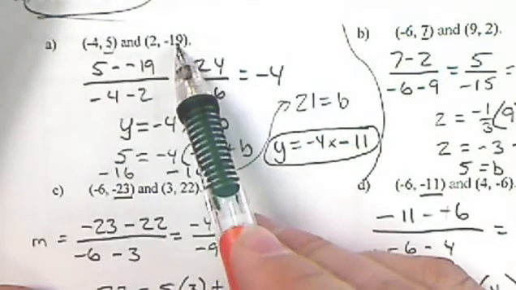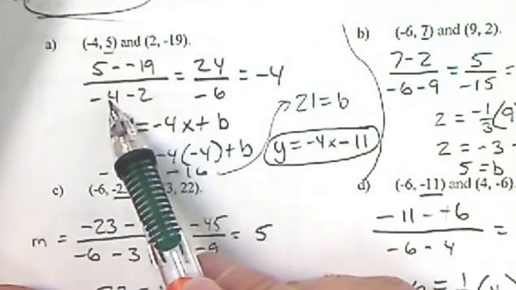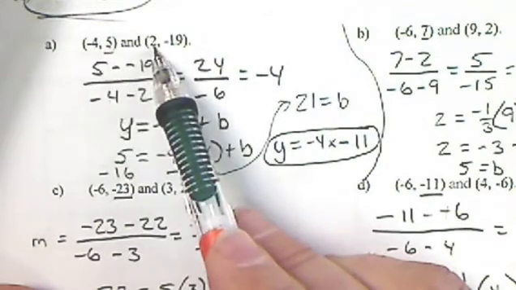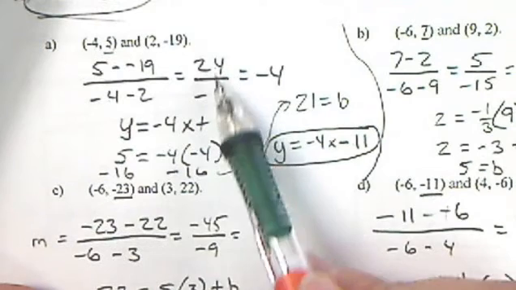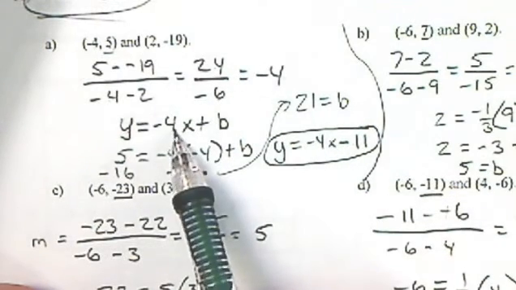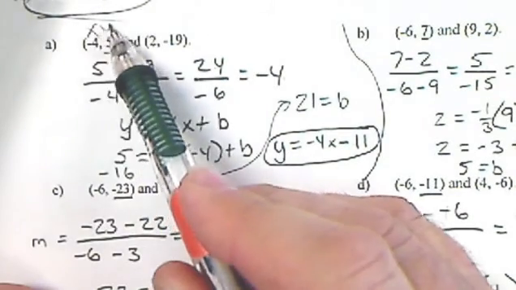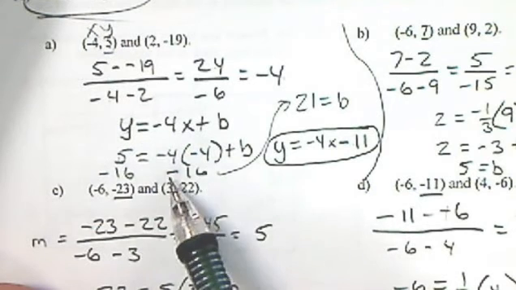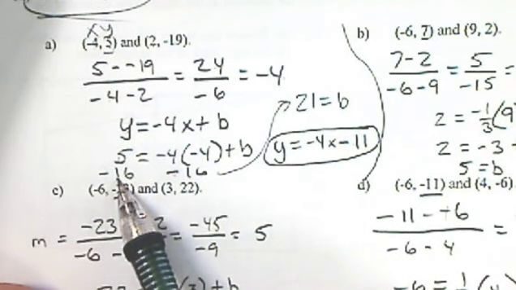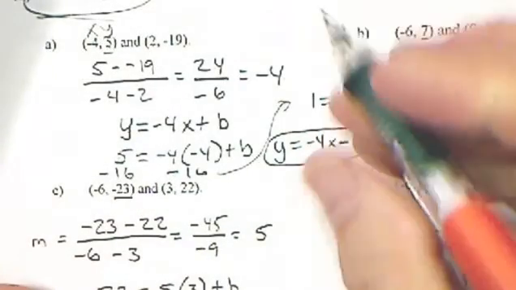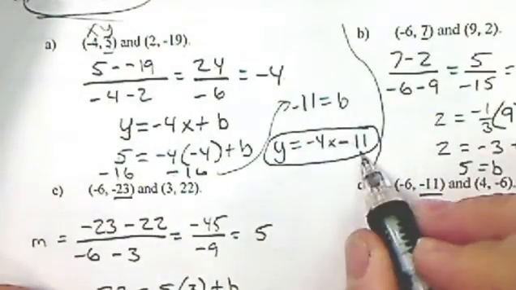Slope. Subtract the y's over subtract the x's. So I took that one, subtract that one, took this one, subtract that one, and I got 24 over negative 6, which is negative 4. So I know my m, and I can plug in a point. Here's an x, and there's a y. Plug in the x and the y, and solve. That's positive 16, so I added 16 to both sides. And that's how I got negative 11.